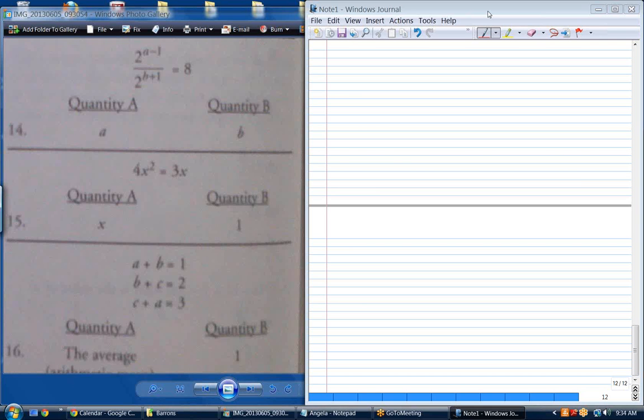Since the bases are the same, can we do A minus 1 minus B plus 1? It's fine. Yeah, you do need to do it that way. Just make sure you use parentheses. Equals what? Equals 8? Well, it would be 2 to the power equals 8. Okay, so yeah, 2 to the third, so equals 3.